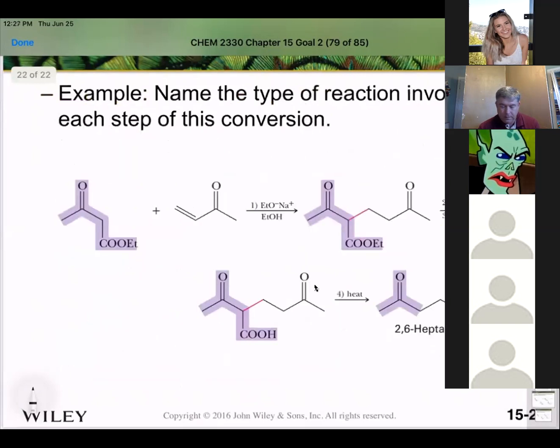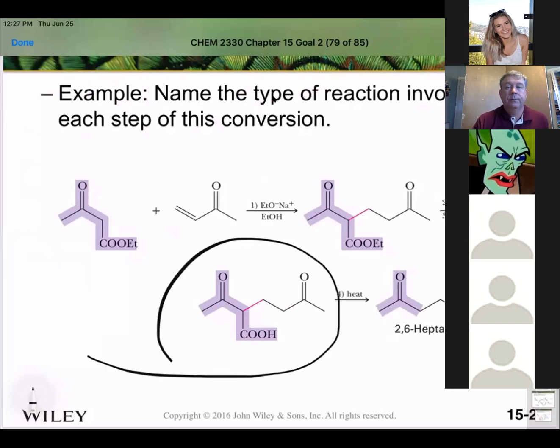And then we also talked about the decarbonylation reaction, but we also talked about that in the carboxylic acids as well. All right, questions on that? Okay, I'm gonna stop sharing. Okay, so that's all I have to say about chapter 15.